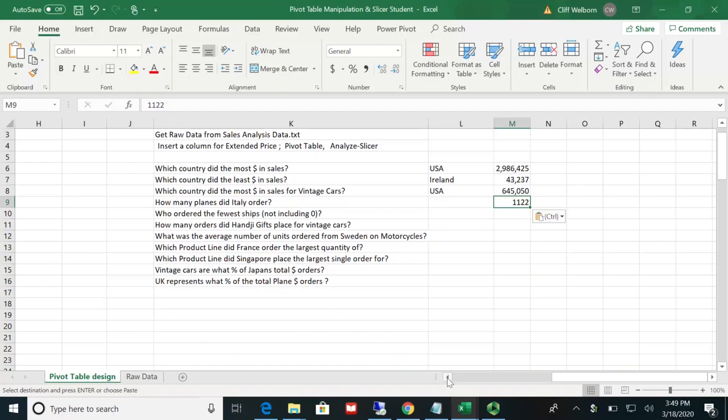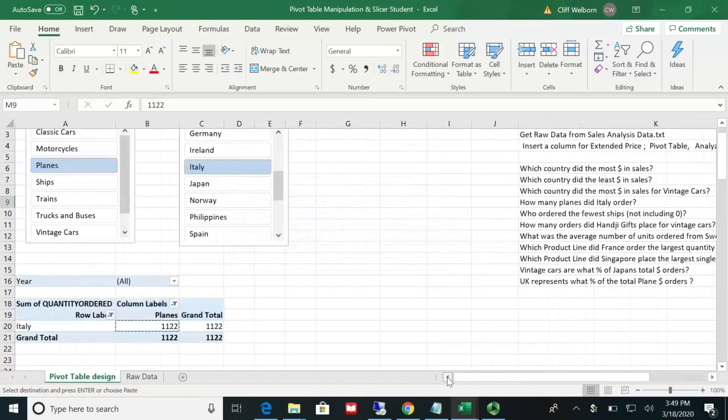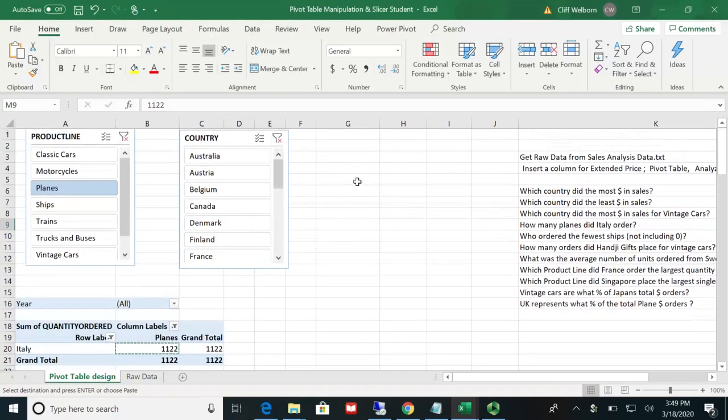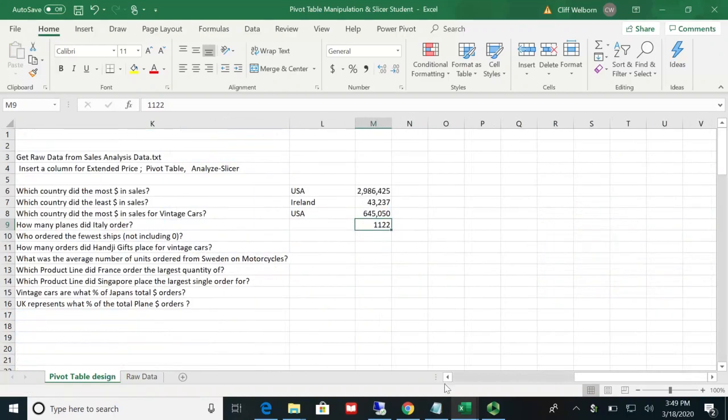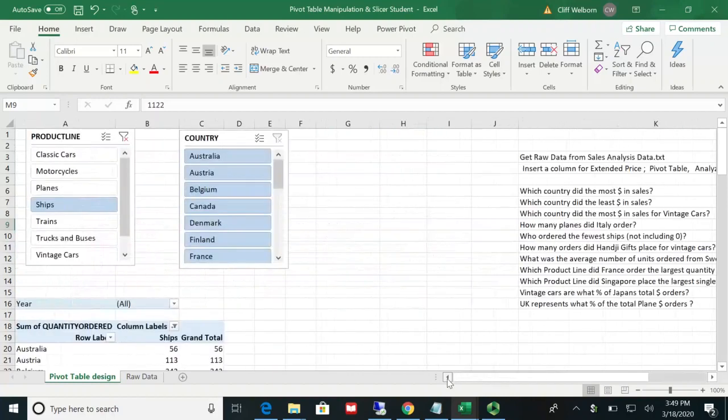So there may have been some countries that ordered no ships. And we just want to know, well, who ordered at least one ship, but the fewest of those ships. So let's think about our slicer. We don't want to see just Italy anymore, and we don't want to see planes, we want to see ships. And go back and make sure who ordered the fewest ships.